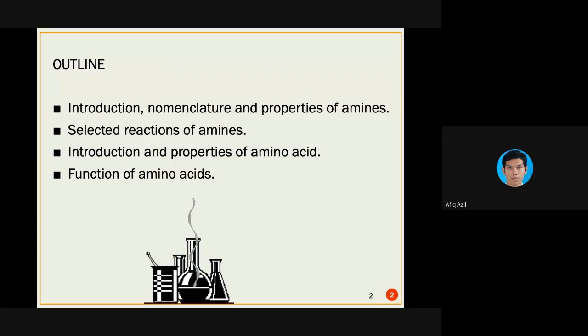So the outline for this unit: first we will see the introduction, naming, which is nomenclature, and also properties of amine. Then we will look into some of the reactions of amine, okay, only a few examples, before proceeding into the introduction and also properties of amino acid, and lastly the function of amino acids.